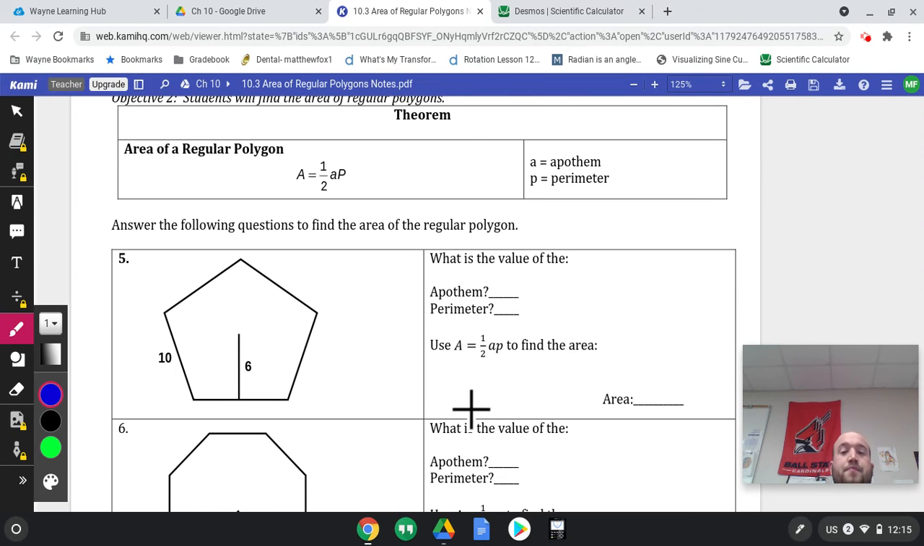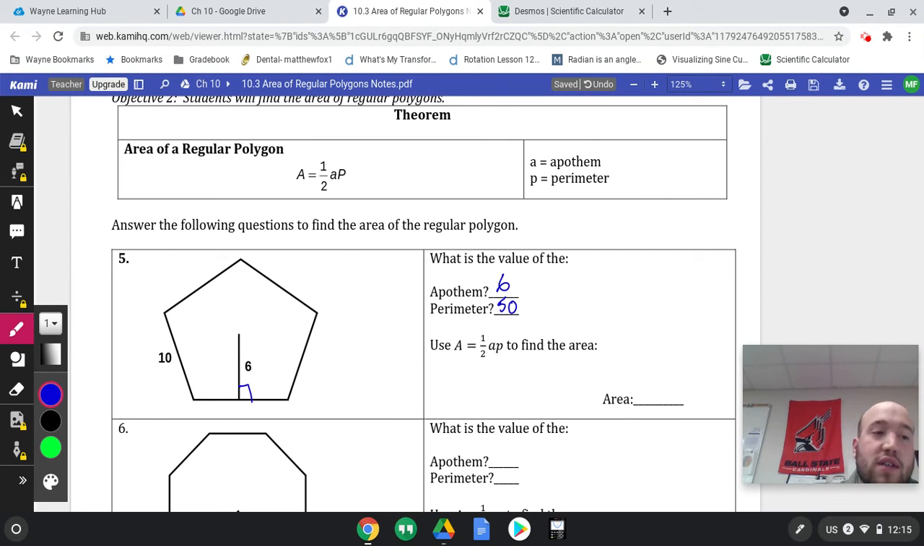So we look here. It asks us a couple questions on number 5 here. What's the value of the apothem? Hopefully that's easy for you. Even though there's not a right angle, we can see the apothem is 6. It asks us what the perimeter is. So if there's a 10 here, 10 times 1, 2, 3, 4, 5, it'll be 50.